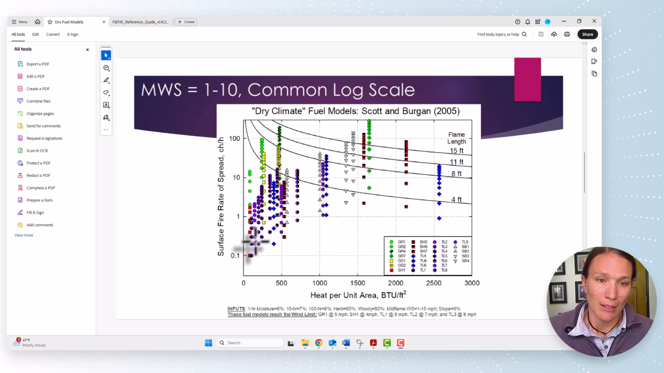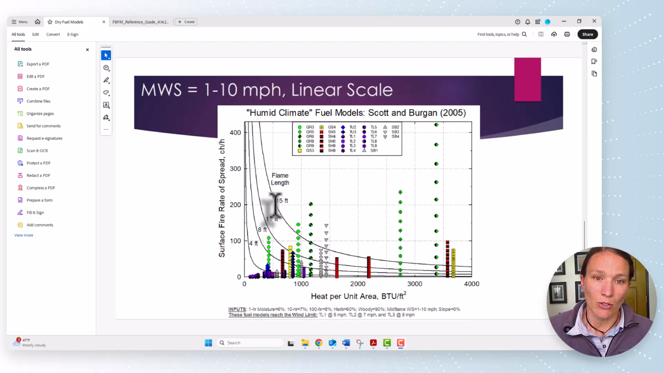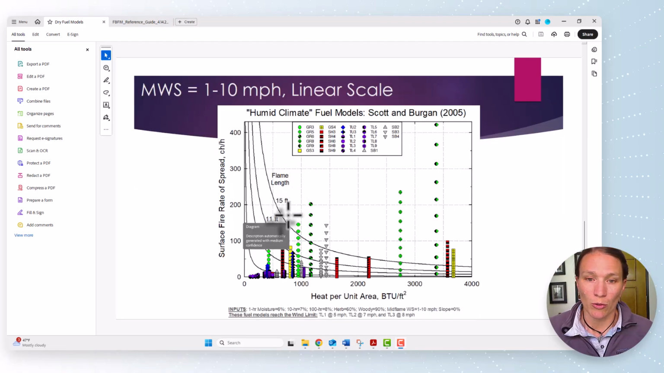Same deal though, you can see how the fire behavior rates of spread are over here on the left, and then heat per unit area and my flame length. So this just gives me a different view of those same fuel models. And then I can look at those same options for my humid climate fuel models.